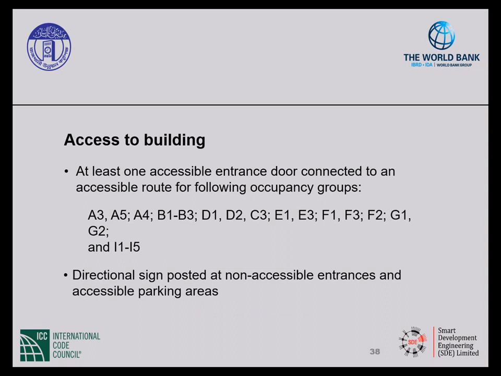Once you get to the building, the entrance needs to be accessible. So at least one accessible entrance door connects to an accessible route for the following occupancy groups. And you need to provide directional signposts at non-accessible entrances and parking areas. Remember that the accessible route is 1,200 millimeters wide. The entrance door will comply with section D.8, which we'll talk about in a bit.